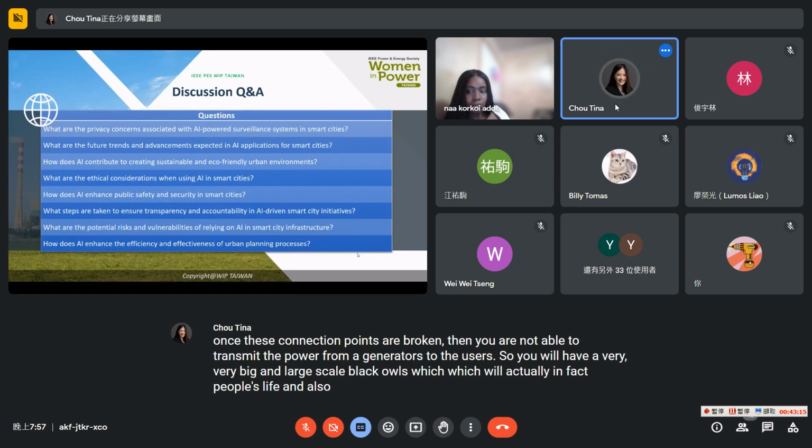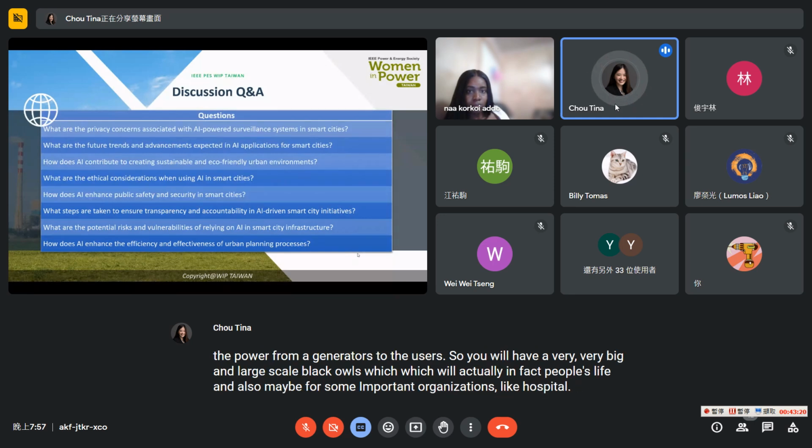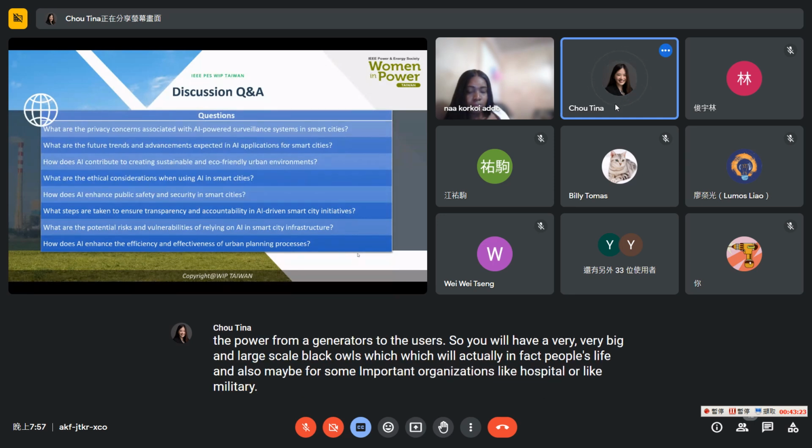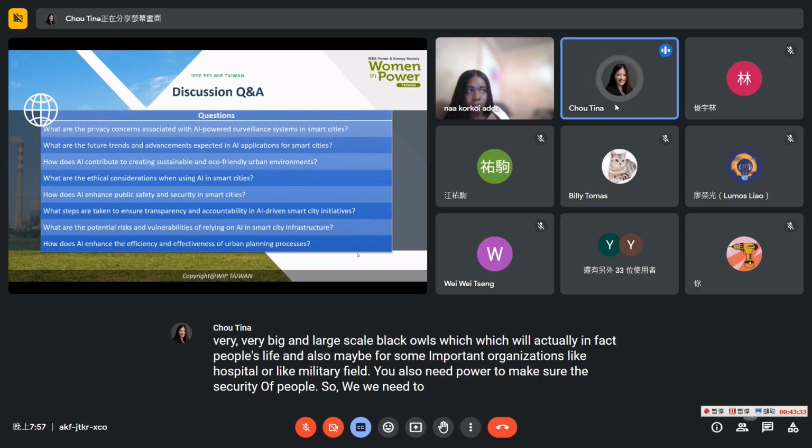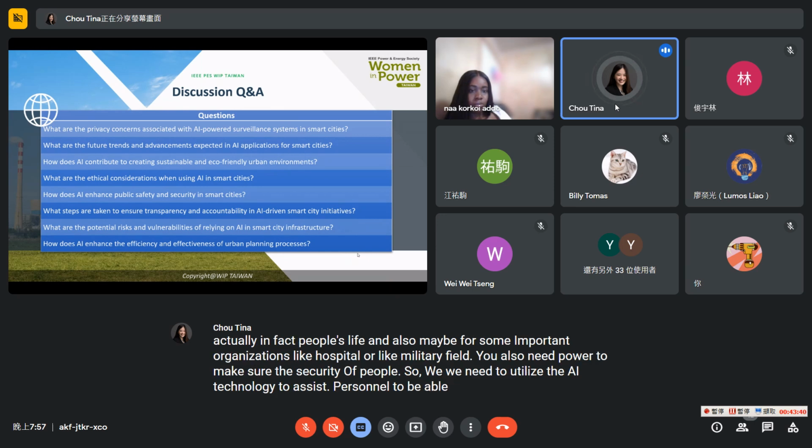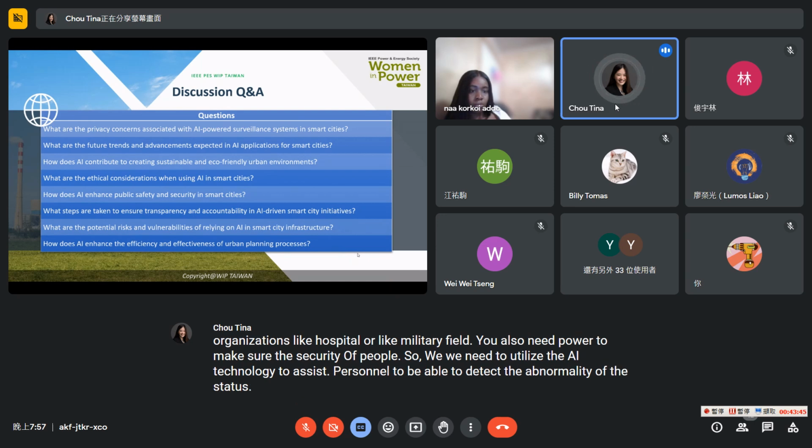Also, for some important organizations like hospitals or the military field, you need power to make sure of the security of people. So we need to utilize AI technology to assist personnel to be able to detect the abnormality of the status and situation of the important equipment in the power system.